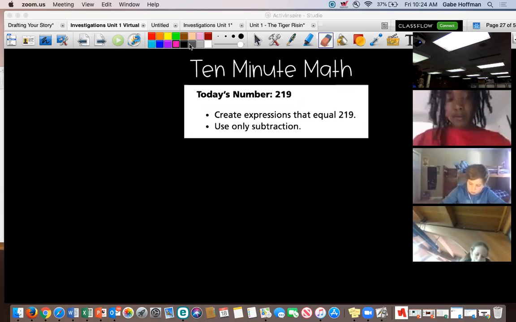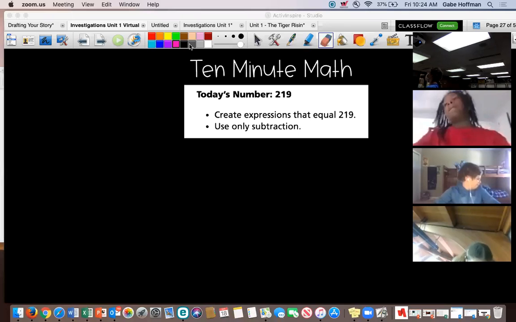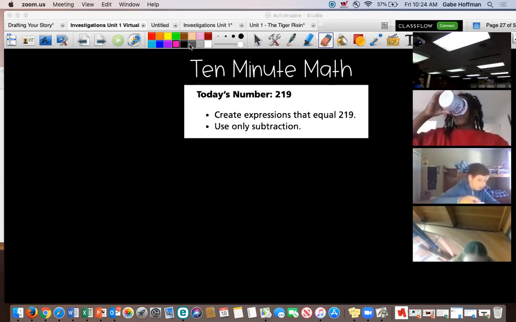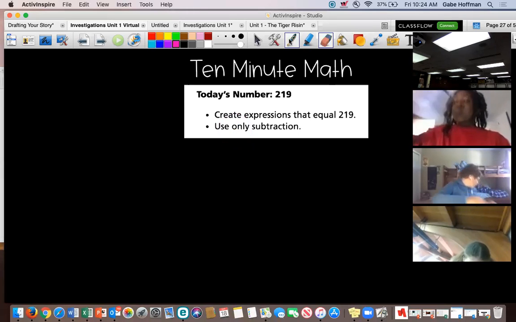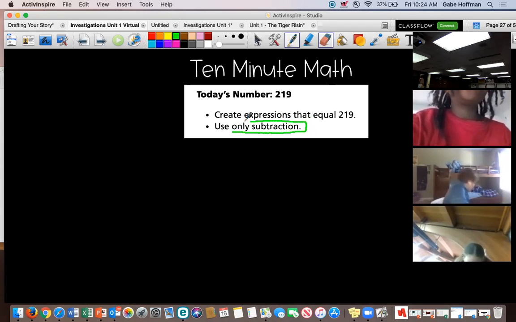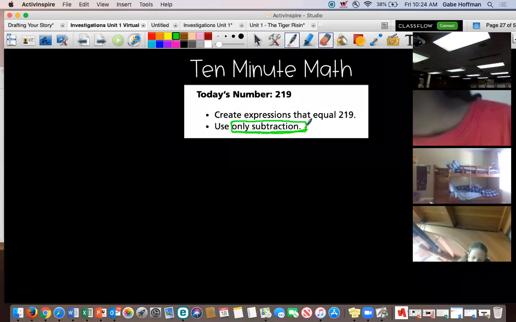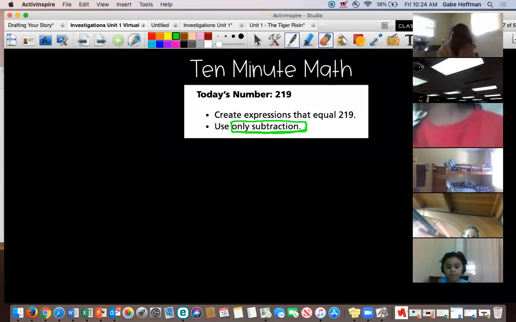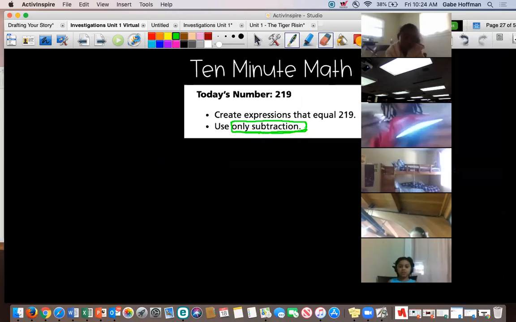The expression does not have an equal sign, and we are using only subtraction today. That is your only requirement for this. So I'm going to give you about 3 minutes to come up with an expression or two that equals 219 that uses only subtraction. Everybody should have more than one expression today. You have 3 minutes, and it's only subtraction.